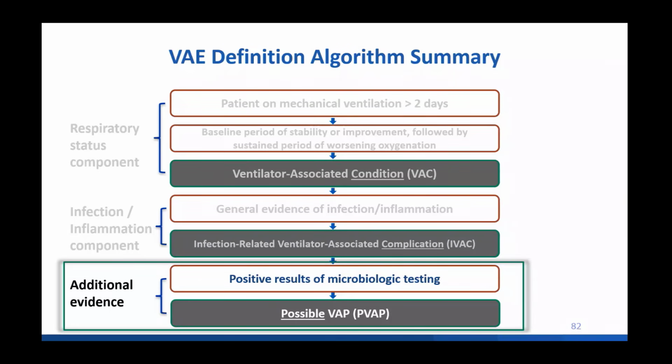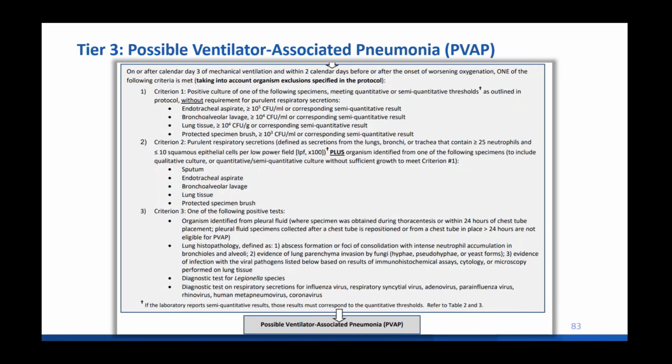All right, additional evidence of infection, including positive results of microbiologic testing, are used to meet PVAP. PVAP is the third and final tier of the VAE algorithm, which is made up of 3 criteria. Only 1 criterion is needed to meet the PVAP definition.